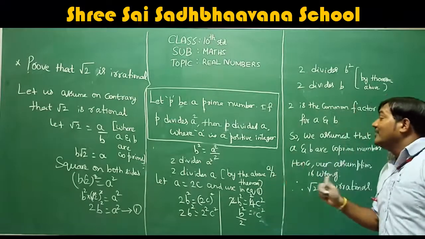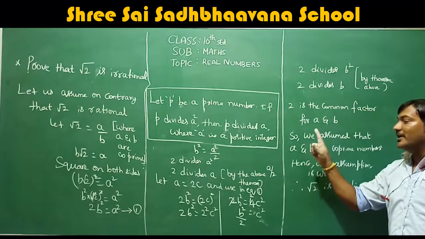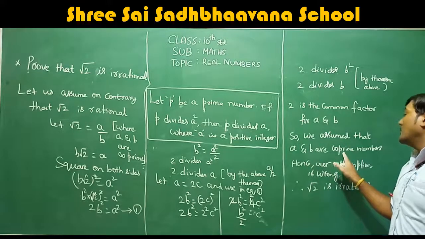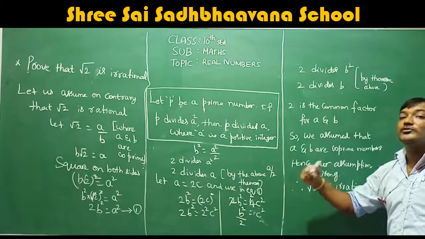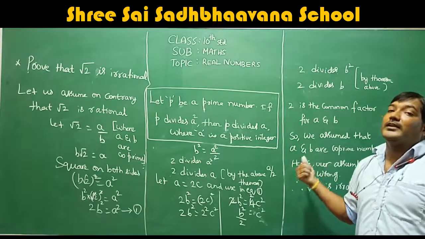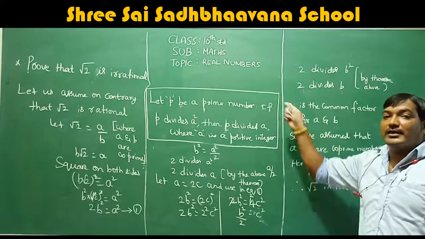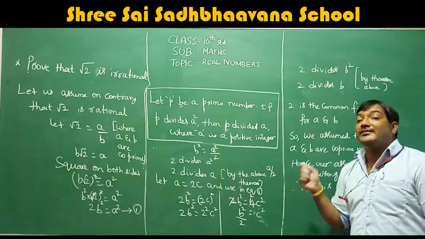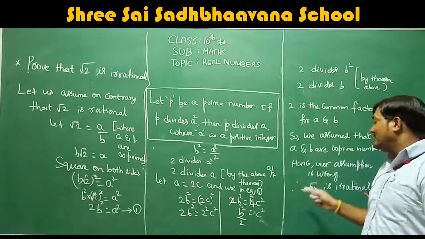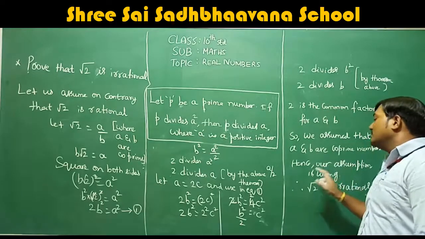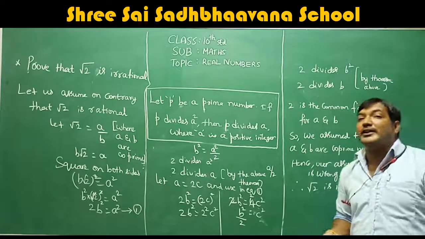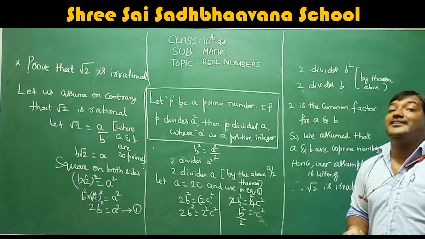So what we are telling you is that we assumed that a and b are co-prime numbers. Hence our assumption is wrong. We assumed they are co-prime numbers, but we are getting a common factor for both. Then definitely they are not co-prime numbers. Correct? Because they have 2 as a common factor. This 2 is a common factor for a as well as for b. That is the reason our assumption is incorrect, our assumption is wrong, so root 2 is irrational. So we proved that root 2 is an irrational number.